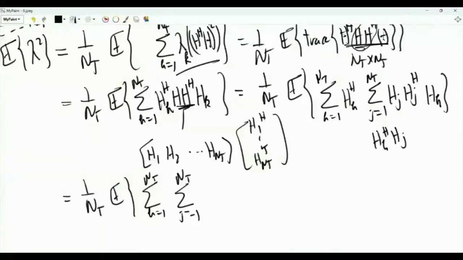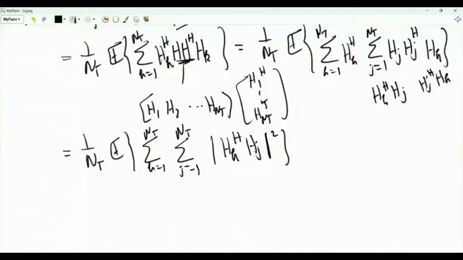So hk Hermitian hj, that's a complex scalar, and hj Hermitian hk, that's the complex conjugate of this scalar. This is simply the magnitude squared of hk Hermitian hj. This is the magnitude squared of the inner product between column vector hk and column vector hj. Let's write down this inner product.